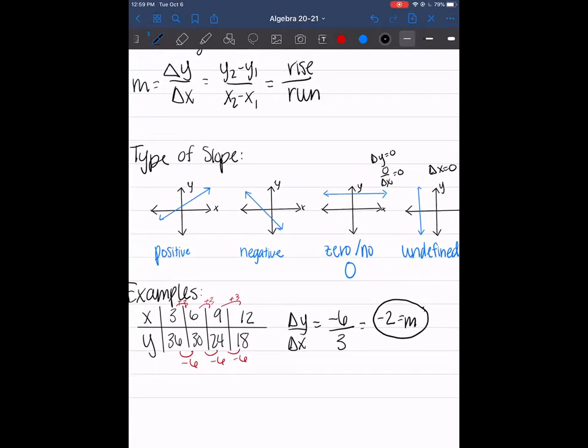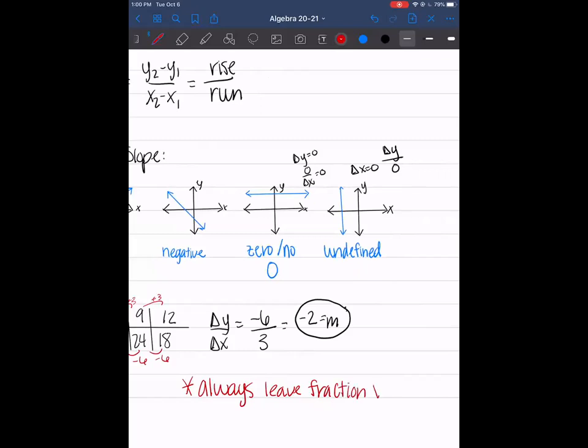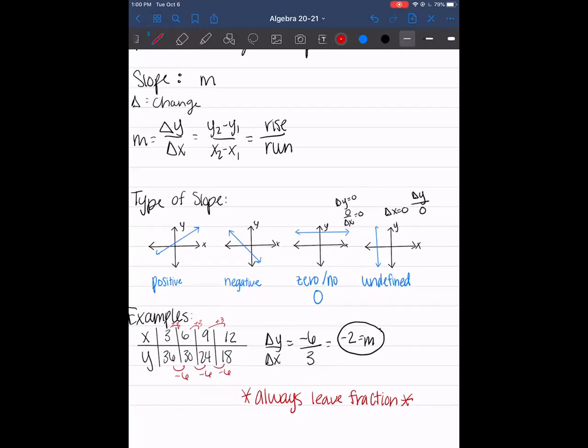Now, when you're given a problem where it doesn't divide out that pretty, or you have an improper fraction, always leave it in a fraction. When we're talking about slope, always leave it in a fraction. The reason being is because if we wanted to take that slope and graph it, it's a lot easier if it's in fraction form. If you start doing it in decimal form, you'll have to go back and convert it into fraction form. So just to start practicing, always leave our slope in fraction form.